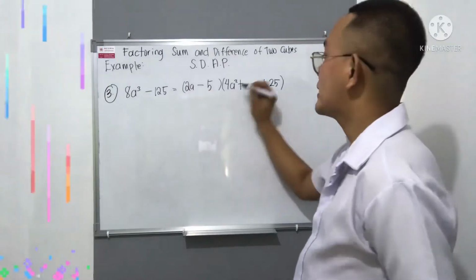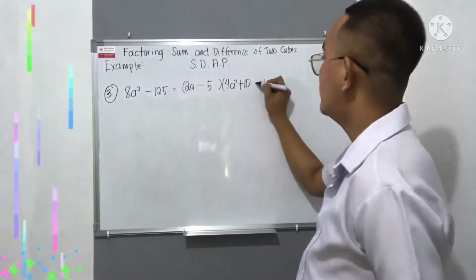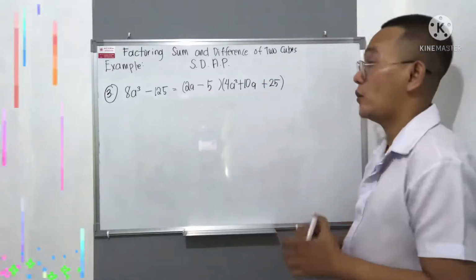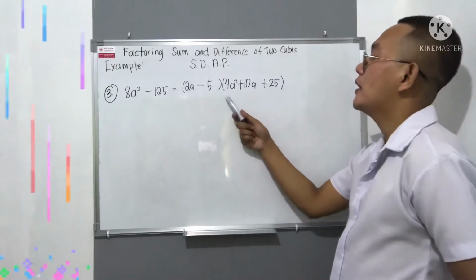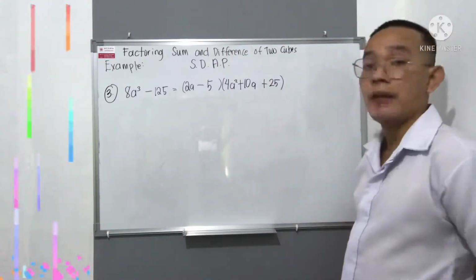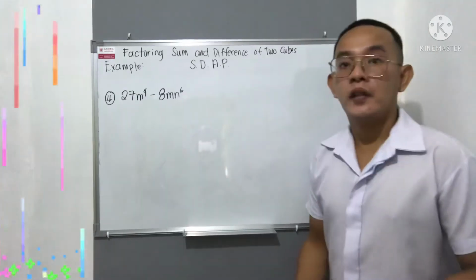2 times 5 is 10 and then a. So, yan yung final answer natin. So, we have 2a minus 5 times 4a squared plus 10a plus 25.